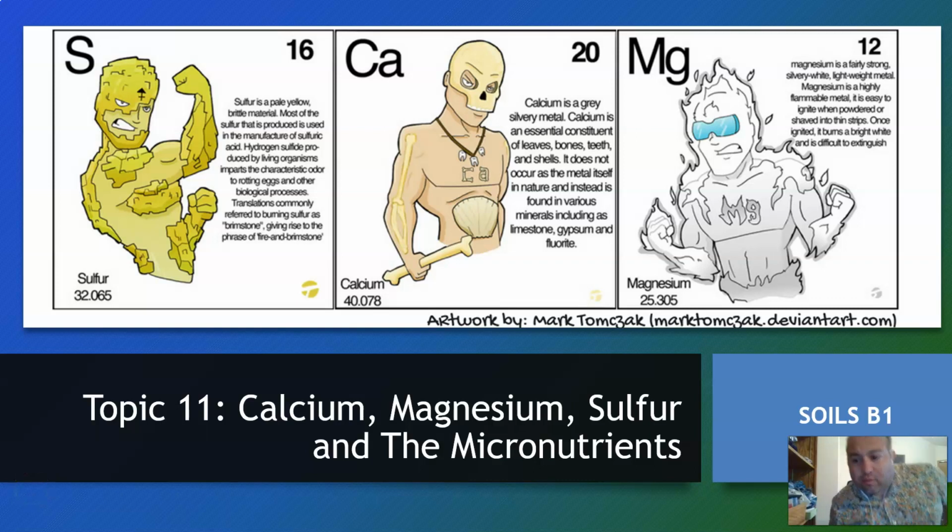Hello, everybody. Our lecture today, as we continue through Introduction to Soil Science, is calcium, magnesium, and sulfur, otherwise known as the secondary nutrients. And then we'll also talk a little bit about the micronutrients as well. So I've got this nice little fun graphic here, but the material that actually comes with it is pretty good in telling you about sulfur, calcium, and magnesium. But let's get into it.